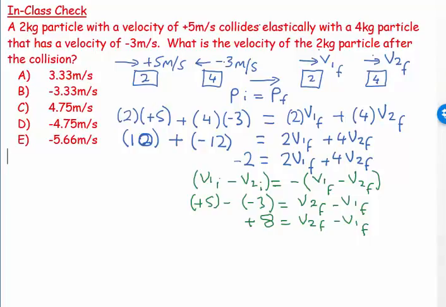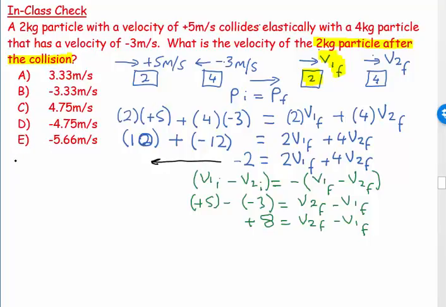And the trick is, and this is where people sometimes go around the houses to find the answer, it's asking me what is the velocity of the 2 kilogram particle after the collision. The 2 kilogram particle is here, and so the velocity I want is v1 final. That's what I want to end up with. And so what I do is I isolate. Let's just take this first equation, and rather than isolating for v1 final, I'm going to isolate for v2 final.